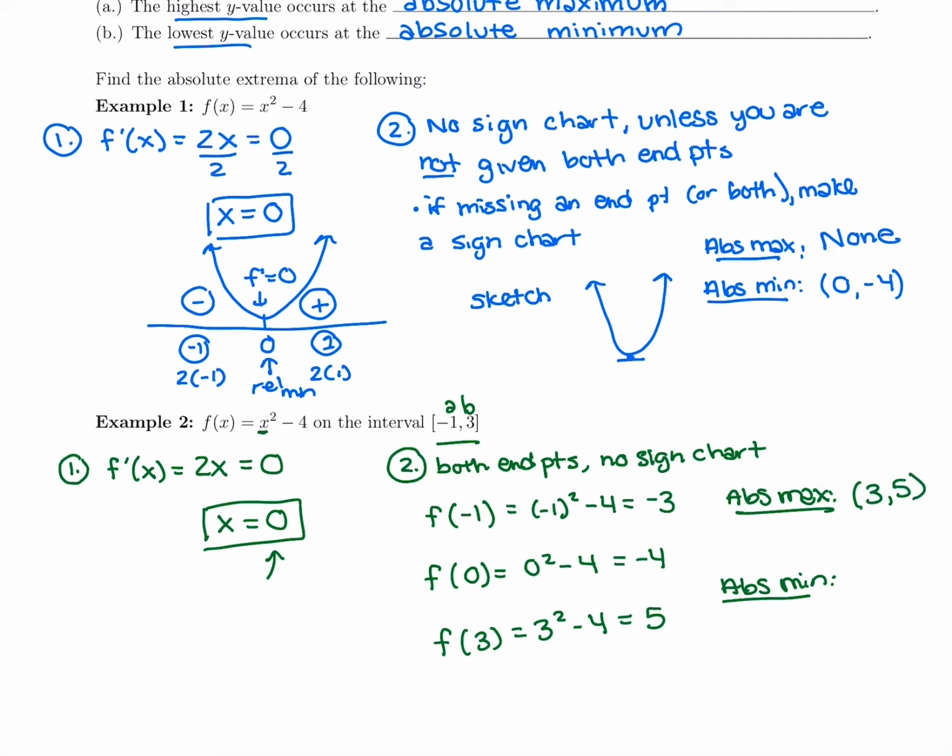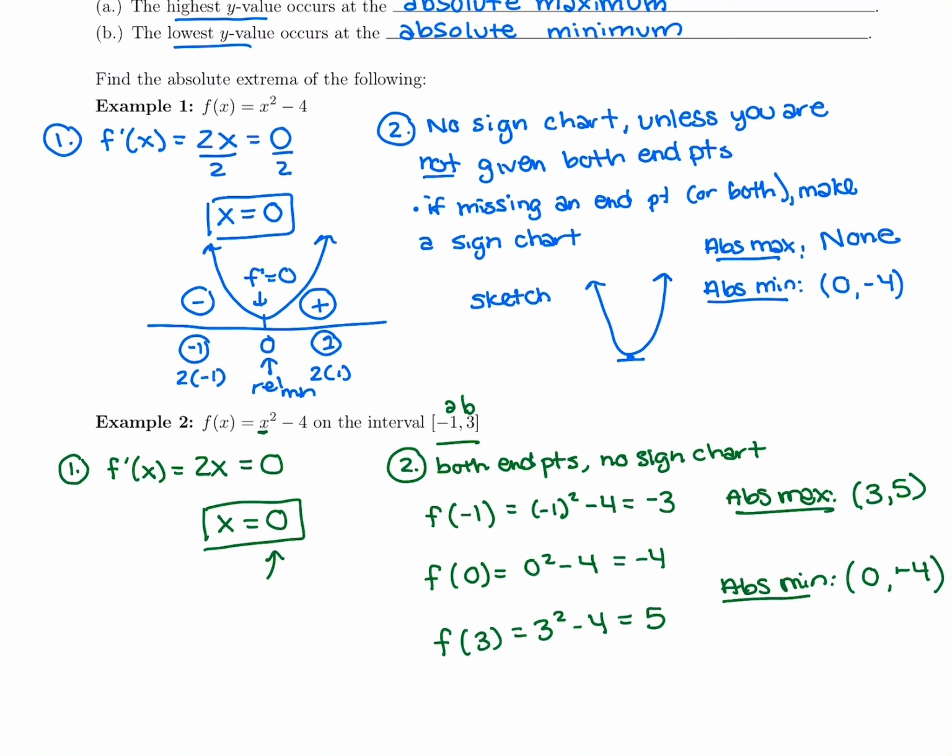So my absolute max point would be 3, 5. My absolute max value would be just saying 5, and my absolute max location would be 3, the x value. Absolute min between -3, -4, and 5, the minimum y value is going to be at -4. So as a point, I'd say it's 0, -4. And there we've solved this problem.